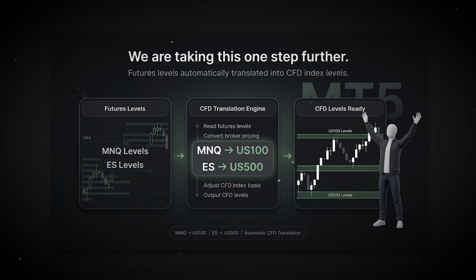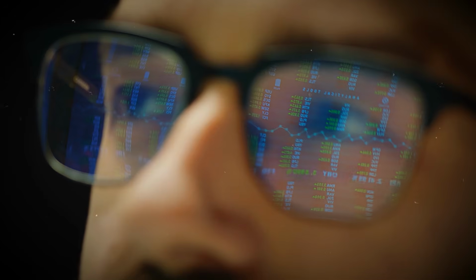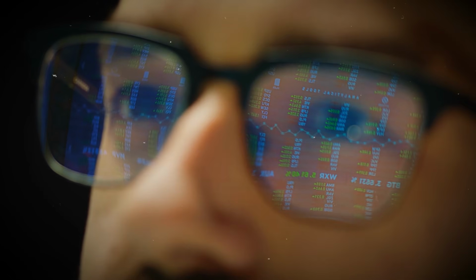And this is only the beginning. We are also working on taking this a step further by automatically translating these levels into index levels for CFDs as well. So if you trade CFDs, that is something coming down the line that we are very excited about.